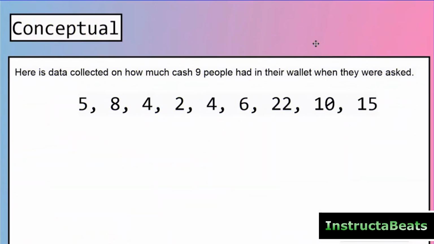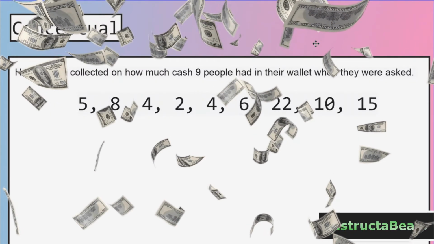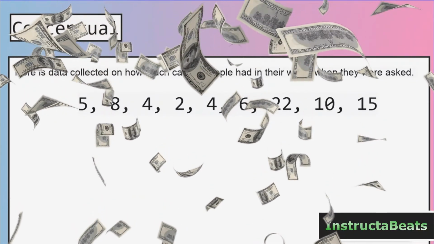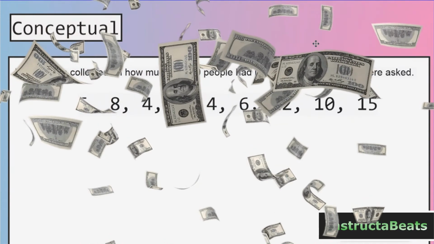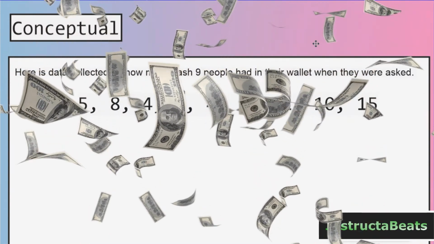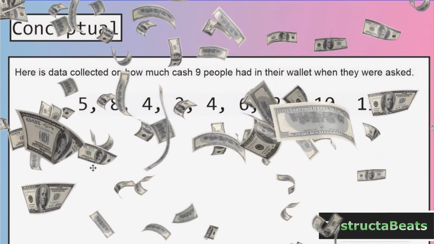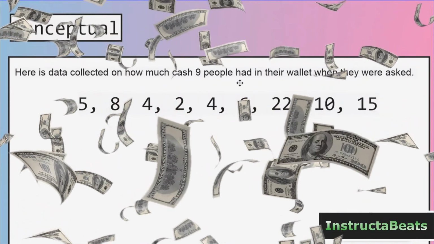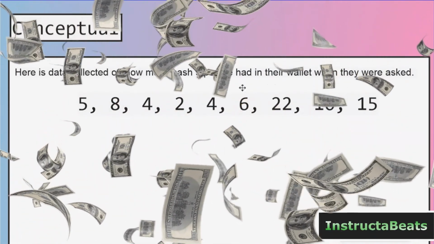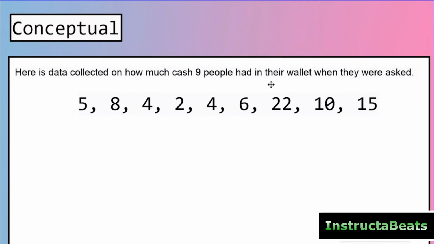So we want to start with the conceptual problem. It says, here's the data collected for the question, how much cash 9 people had in their wallet when they were asked. So we stopped 9 random people on the sidewalk and we said, hey, how much cash do you have? One person said 5, one person said 8, one person had 22, right? 4, 10, 15. You can see the data right there.